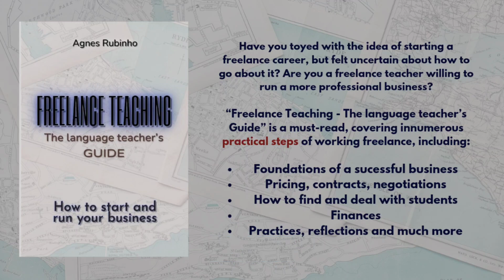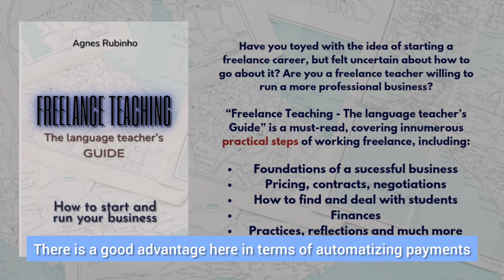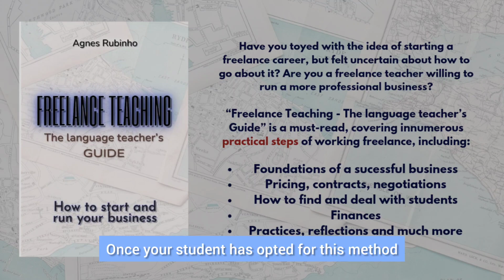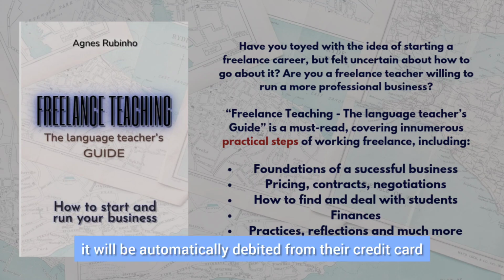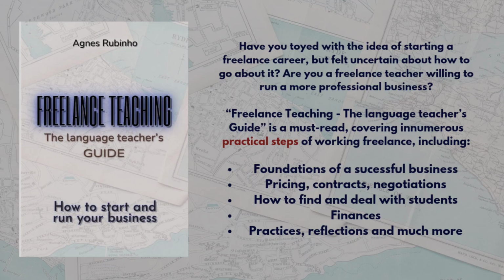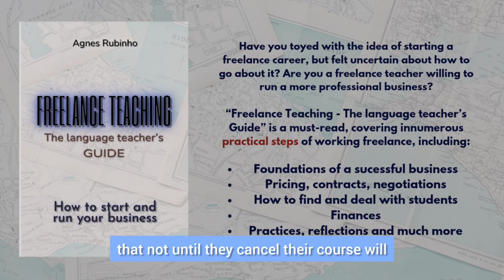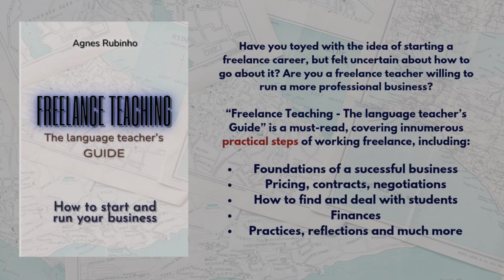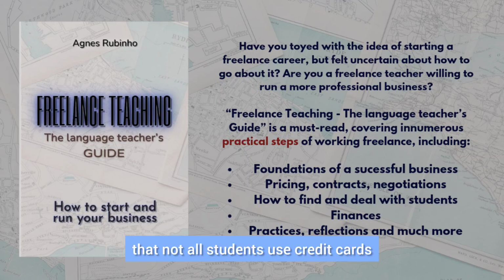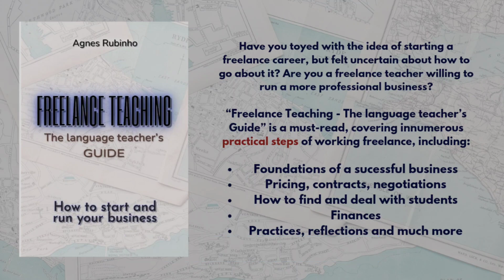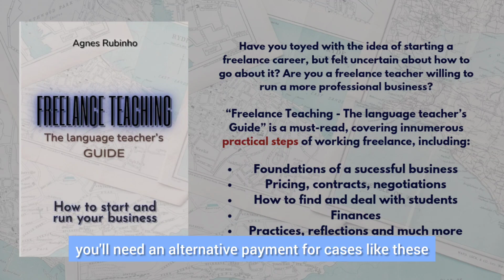Credit card. There is a good advantage here in terms of automatizing payments. Once your student has opted for this method, it will be automatically debited from their credit card and you won't risk not getting paid. You can include their payment as a recurrent one so that not until they cancel their course will you have to worry about this again. It saves you a lot of precious time. The cons here are that not all students use credit cards, and some students who use credit cards don't have spare limits to add more bills to them. For this reason, you need an alternative payment for cases like these.